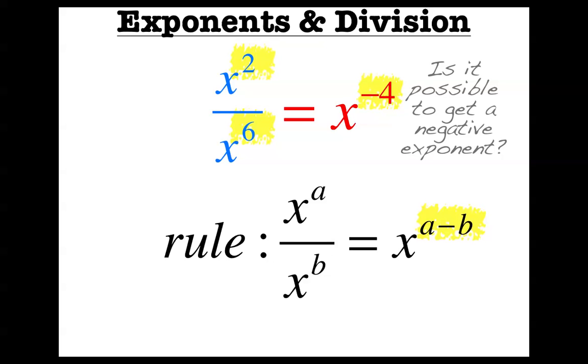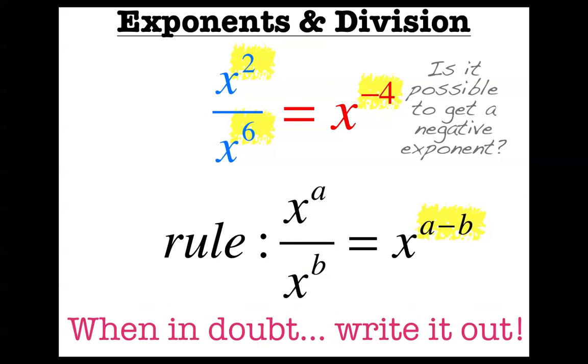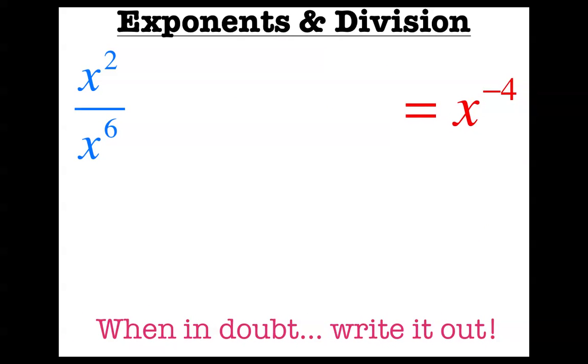Is it even possible to get a negative exponent? Are you allowed to have something to the negative 4th power? That's really weird. But maybe if we, when in doubt, write it out on this problem, we can get to the bottom of this weirdness. Remember, it's x squared over x to the 6th. And that came out to x to the negative 4th.